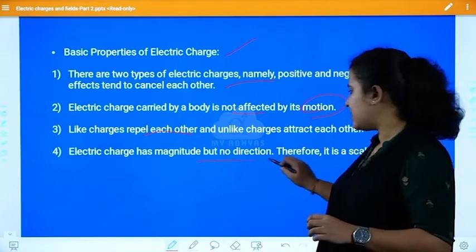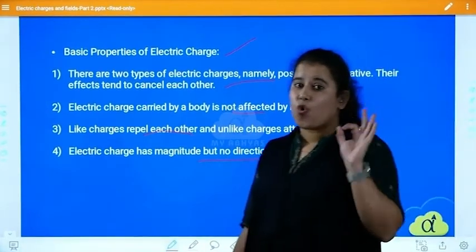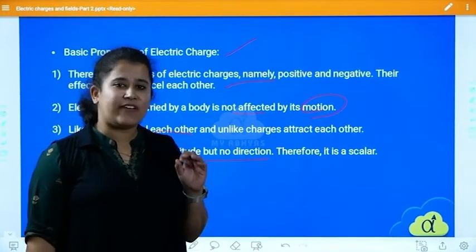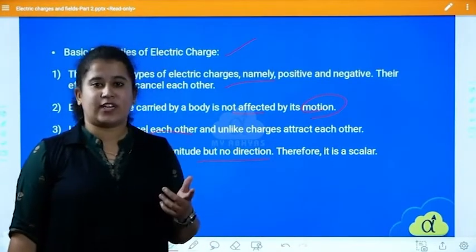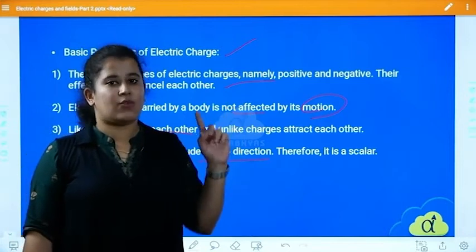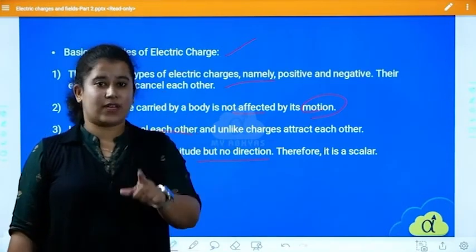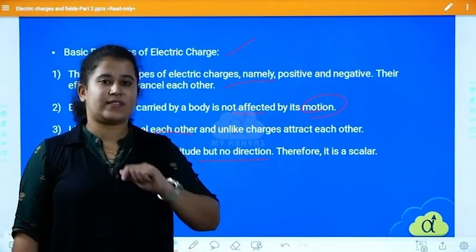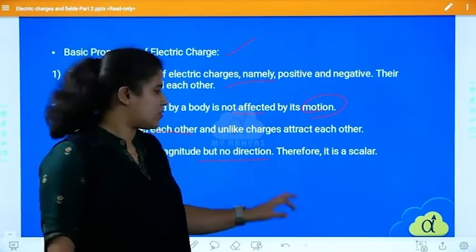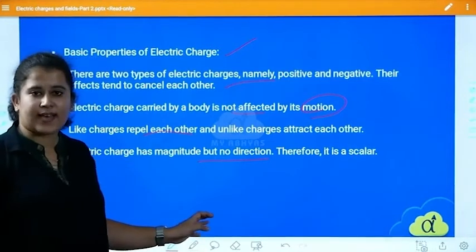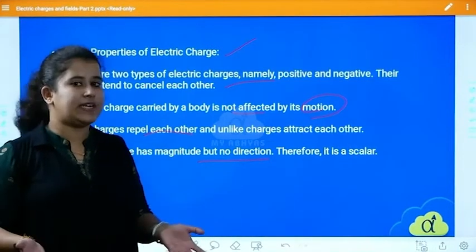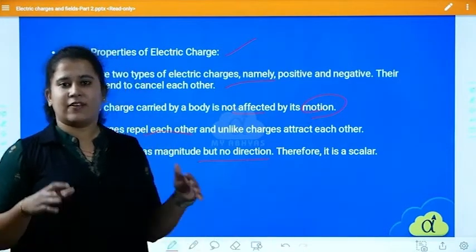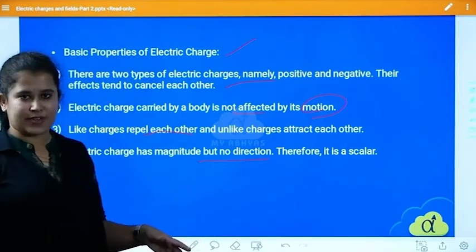Next is very important, which is like charges repel and unlike charges attract. And the next one is this electric charge has only magnitude. Okay, magnitude means what? Which has only value, but no direction. So go to your first year. What have you learned there? Where we have magnitude and not direction, then we say it as a scalar quantity. So electric charge has magnitude but it doesn't have any type of direction, so we call it as a scalar. Scalar is a quantity which has magnitude but no direction.